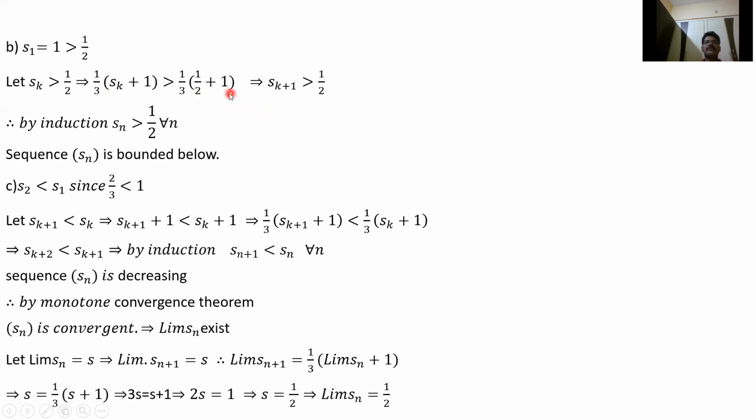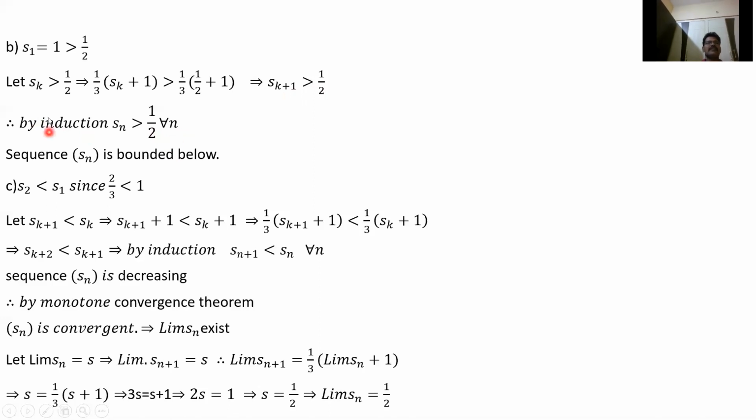And 1 by 2 plus 1 is 3 by 2. The 3 cancels, and you get 1 by 2. So finally you get S(k plus 1) greater than 1 by 2. So it is true for n equal to k plus 1. Therefore, by induction, Sn is greater than 1 by 2 for all n.